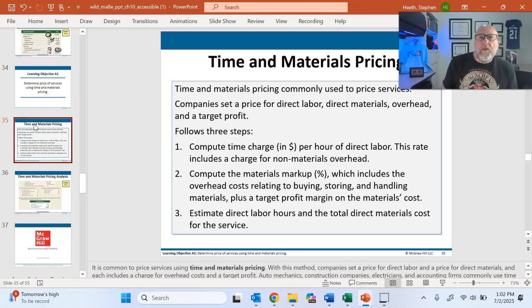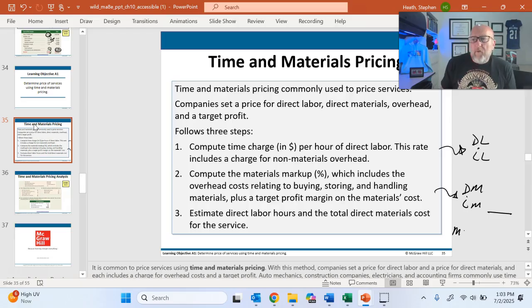The first one, compute the time charge per hour of direct labor. This rate includes a charge for non-material overhead. Again, labor is going to be direct labor and then some type of indirect labor, right? Then we're going to compute material markup, which includes the overhead costs relating to buying and storing. So we're also going to have direct material and indirect material, right? Then we're also going to have some markup on all of it.